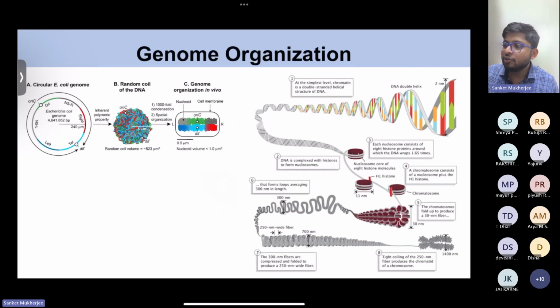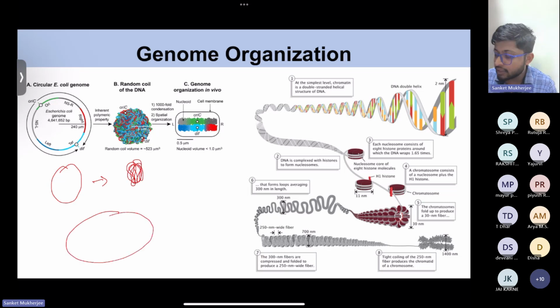Now coming to the genome organization, let's talk about prokaryotes and then eukaryotes. In prokaryotes, mostly the genome, or the DNA, is circular. This circular DNA is usually in a supercoiled form. If you see a cell like this, let's say a bacterial cell, there is no particular membrane separating the genome. There is no membrane, but this DNA remains in its supercoiled form in one location, and that is where the genome is, right?